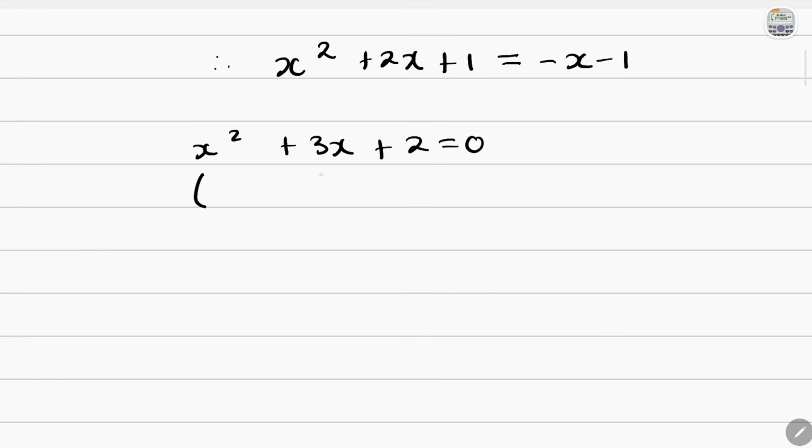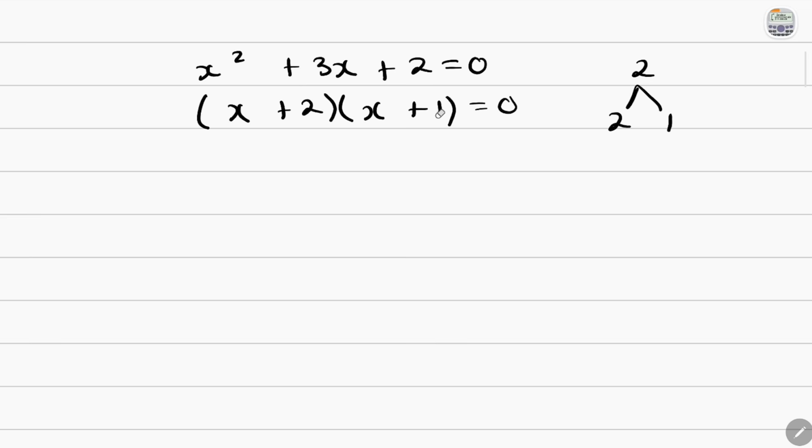And then we can factorize. So factorize this is equal to 0. x times x gives us x squared. Then we need factors of 2 that can give us 3. So 2 is just 2 and 1, and they're both positive. So plus 2 and plus 1. Finally, as you can see, one hand side is equal to 0. It means x is equal to negative 2 or x is equal to negative 1.